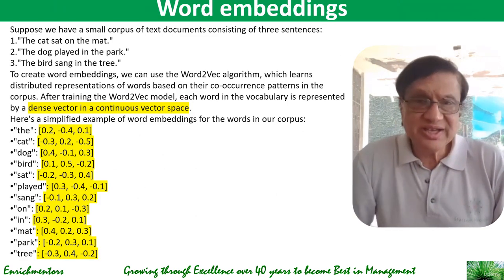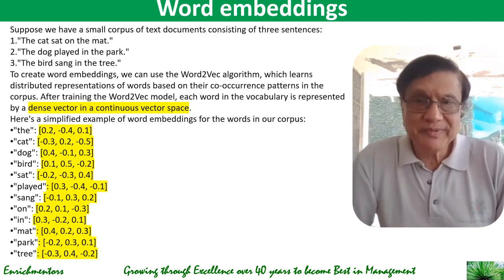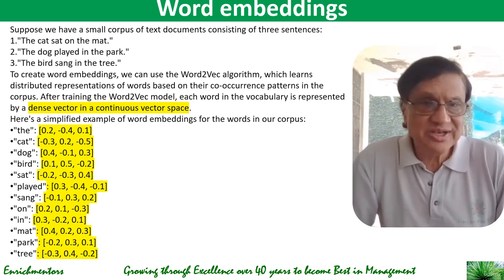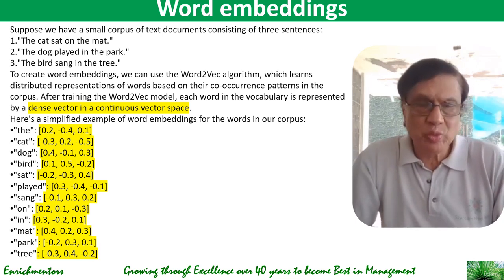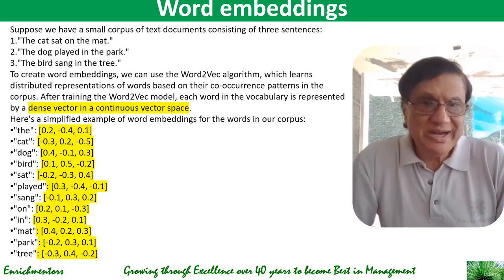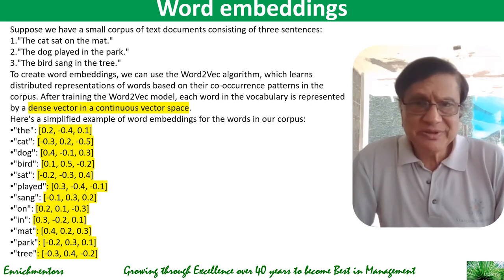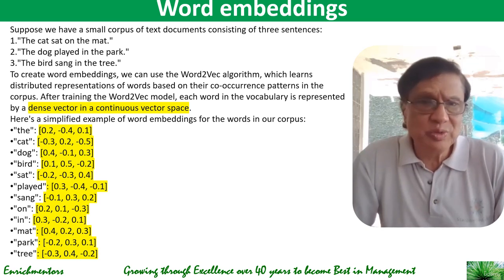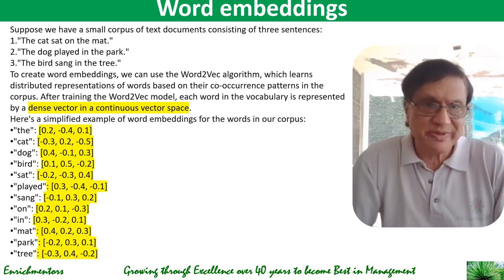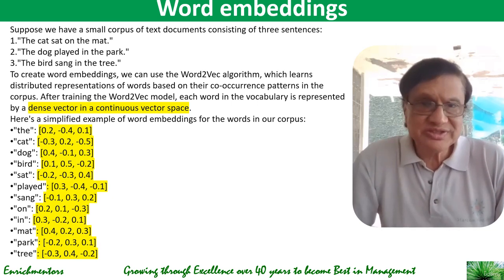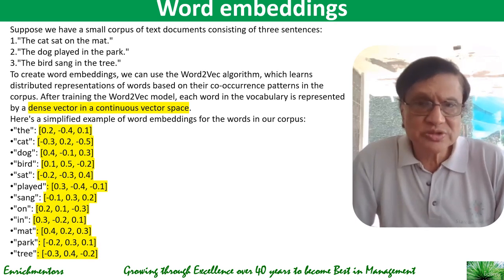Then the second technique for feature extraction from text data is word embedding. Now, what are word embeddings? Word embeddings are dense, low-dimensional vector representations of words in a continuous vector space. They capture semantic and syntactic similarities between words based on their distributional properties in a large corpus of text data.